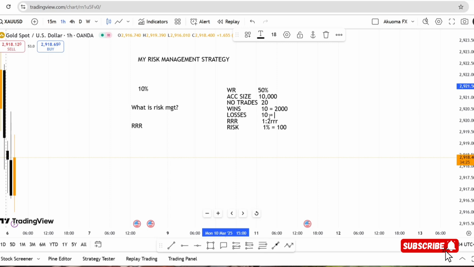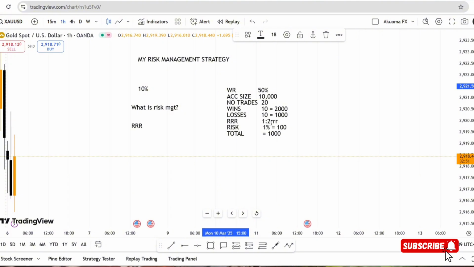So which means these 10 losses means that you lost 1,000. At the end of the month, this is what you'll be having. So we're going to say total of 1,000. So this is what should be coming out at the end of the month, all because of this risk to reward ratio. Despite the fact that your win rate was just 50%, at the end of the month you still came out profitable.